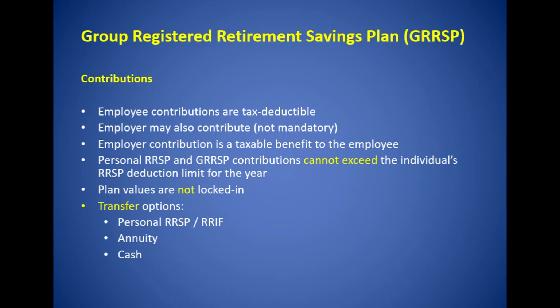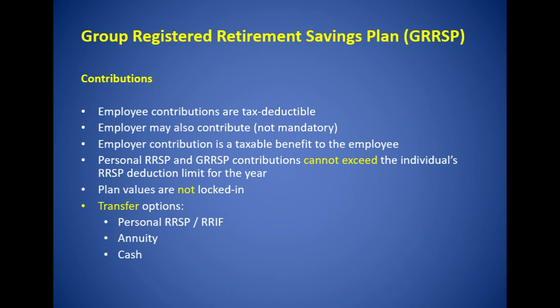However, in these last two, as an annuity or as cash, if I take it out in a lump sum, I'm going to have to pay tax on that money right away. In these two, as I spread it out over my RIF payments or an annuity payments, I will pay my tax as I receive each of those monthly income payments from the annuity or from the RIF.